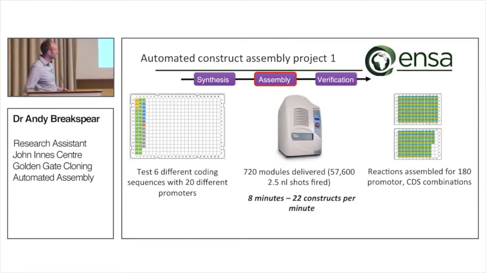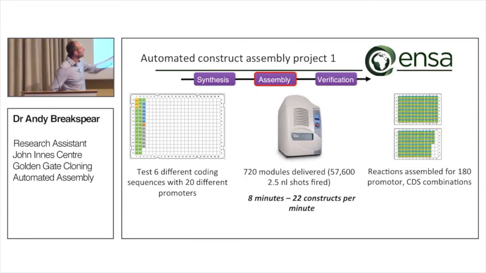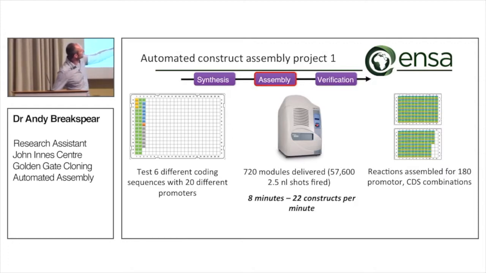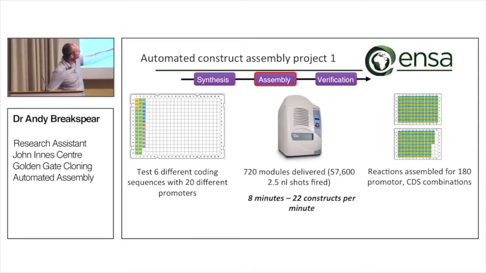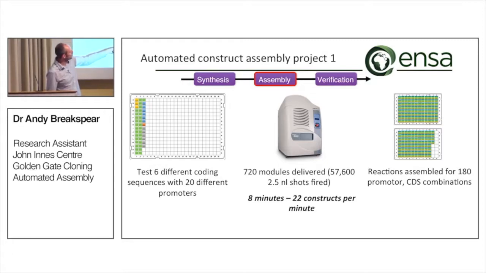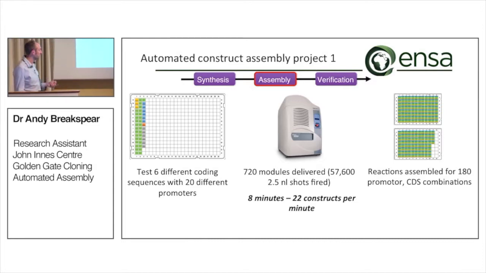So the layout on an Echo 384 plate looks just like this. The gold boxes are for some backbone components. The green boxes are those 20 promoters that we're testing. The blue boxes are the CDSs, the genes of interest, the transcription factors. The orange boxes are terminator, and a few other bits and bobs required for the reaction.